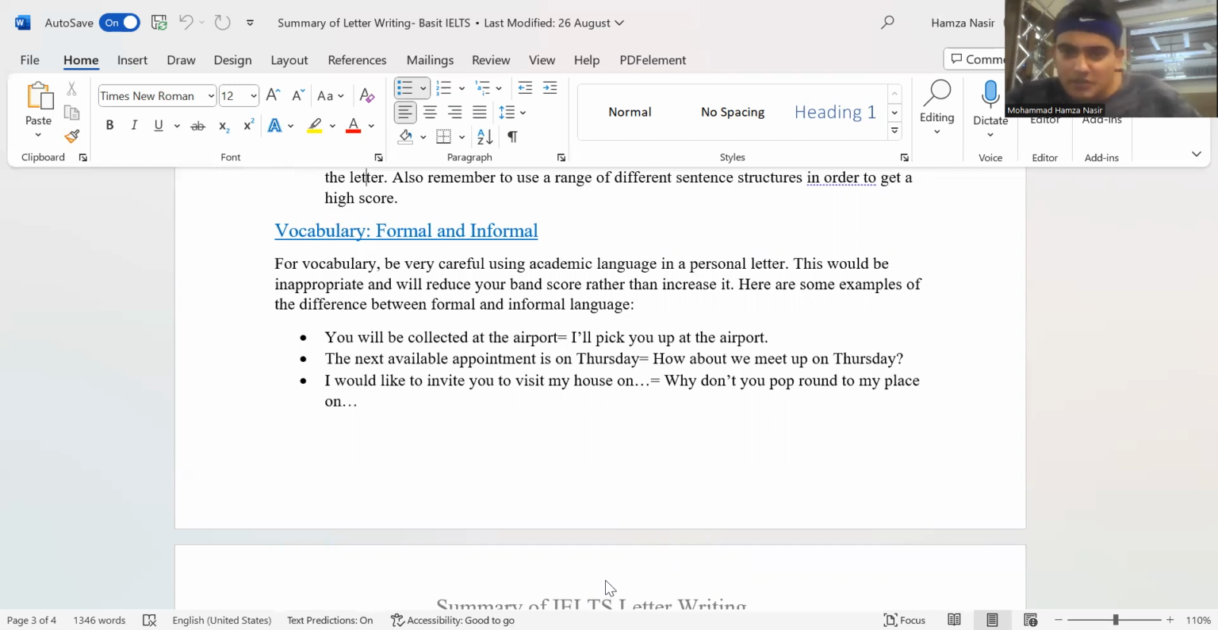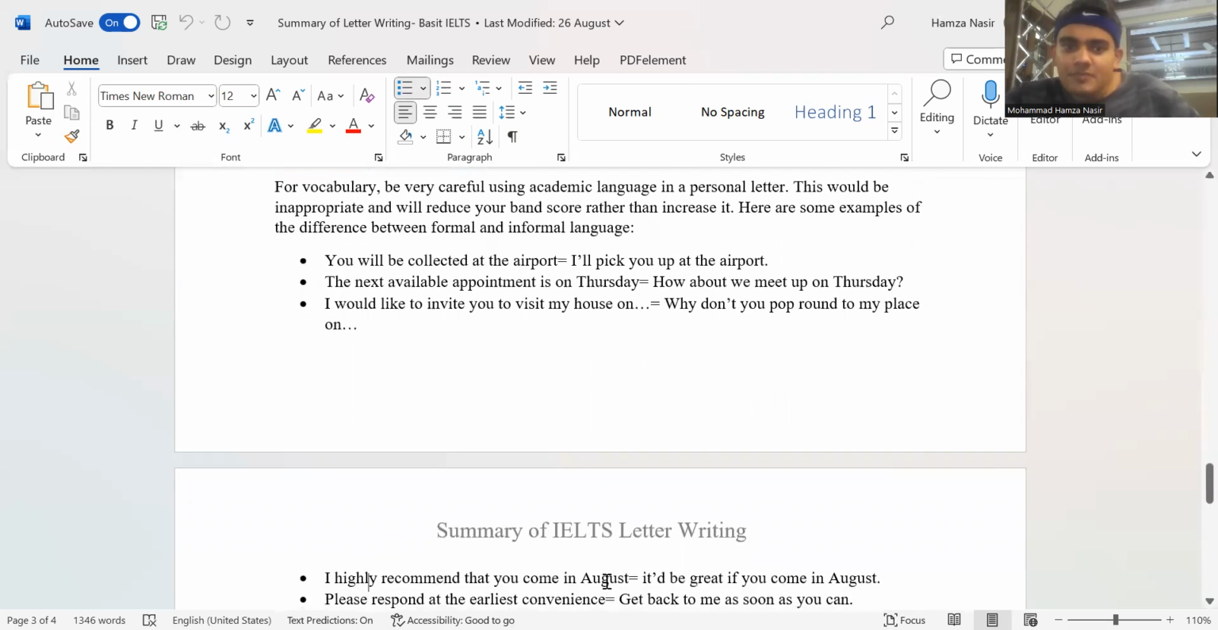Here are some examples of the difference between formal and informal language, okay? So, you will be collected at the airport. That is formal. Now let's contrast it with a personal style. I'll pick you up at the airport, right? Once again, the next available appointment is on Thursday. That's formal. Informal is, how about we meet up on Thursday? And I would like to invite you to visit my house on such and such date. That's formal. Then, why don't you pop around to my place, that's obviously more informal.